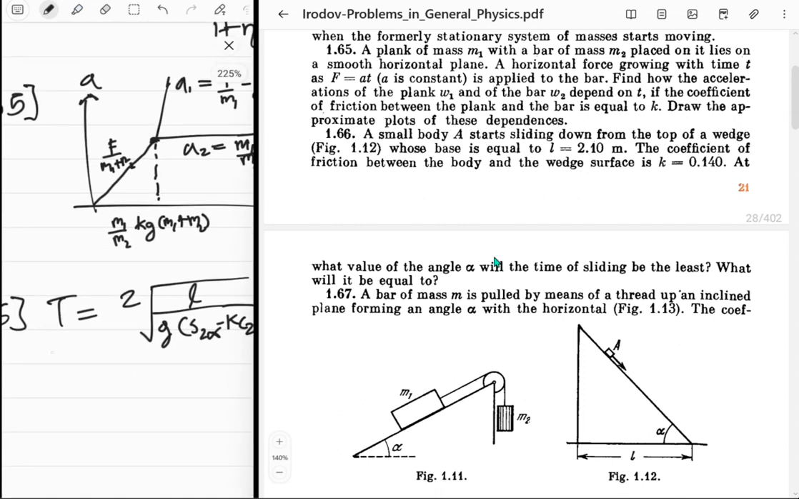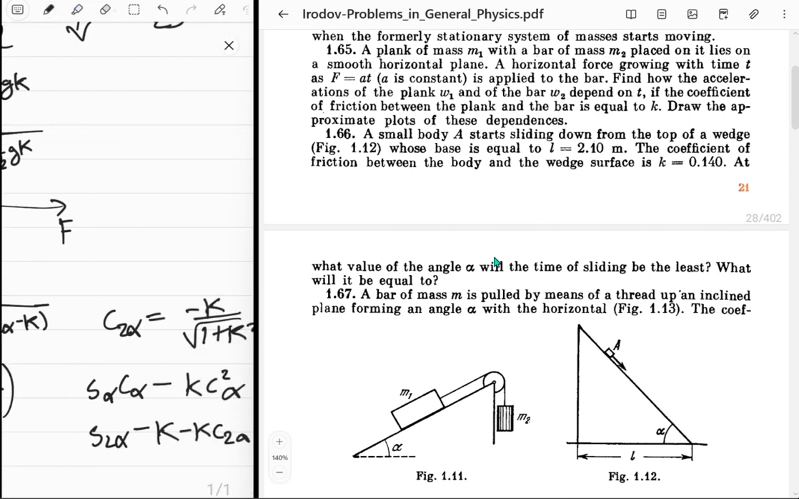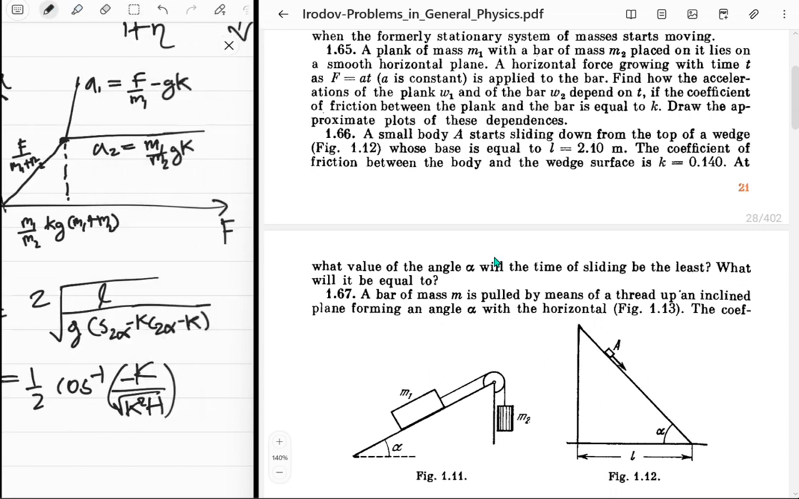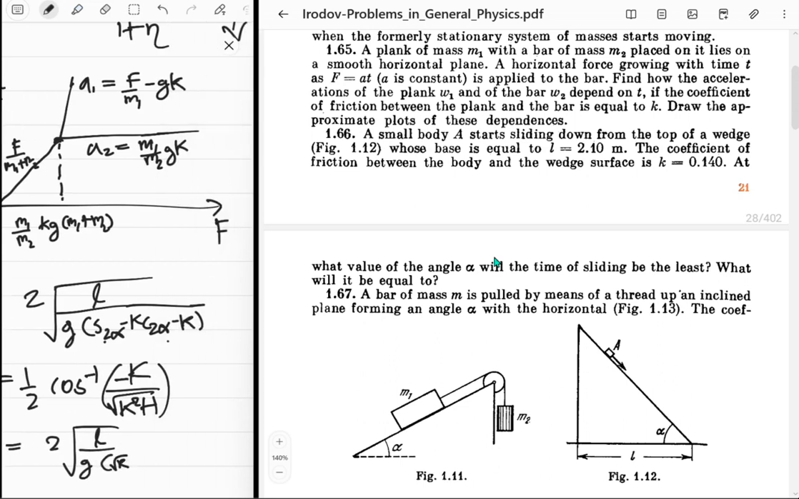So alpha critical is just half cosine inverse of negative k upon square root of k square plus 1. So that means we don't need this anymore. And also not this thing. And in fact also not that. So now we can do this thing. This has the maximum value as square root of k square plus 1. We want this to be maximum actually. So it should be square root of k square plus 1 minus k. That will do it, of course. So t critical or t minimum, that will be 2 square root of L upon G into square root of k square plus 1 minus k.